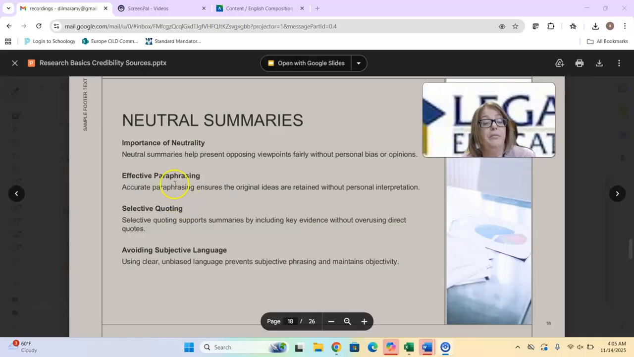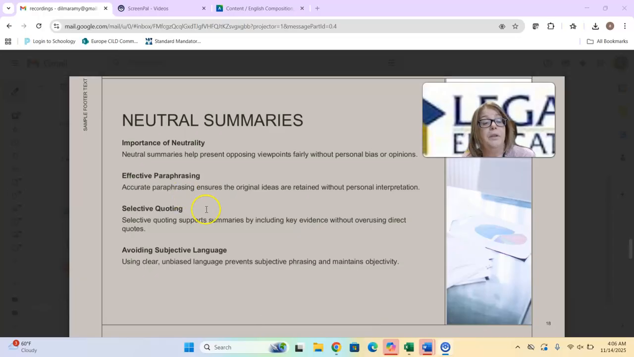You'll see that word paraphrasing again here. And I think that one sentence at the top there probably says this better than I did. I might have used too many words to say: neutral summaries help present opposing viewpoints fairly without personal bias or opinions. Drop the mic, that's the point.